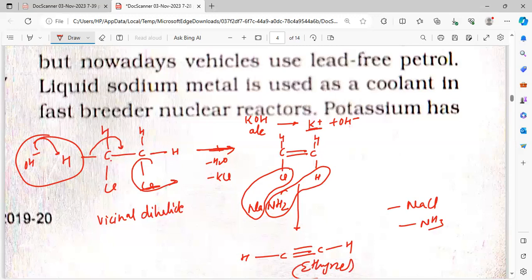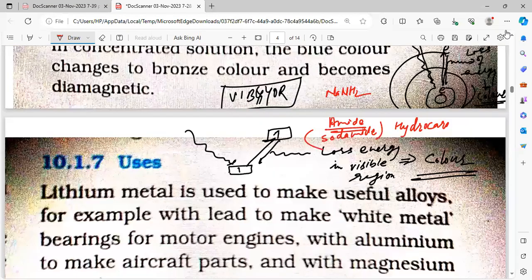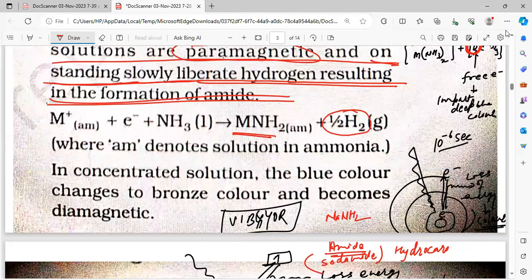So this is called sodamide. How sodamide forms is when the solution is in the standing position for a long time: paramagnetic, on standing slowly liberating hydrogen resulting in the formation of amide. So this is MNH2, where M means sodium, potassium, rubidium. Is it okay? Yes.